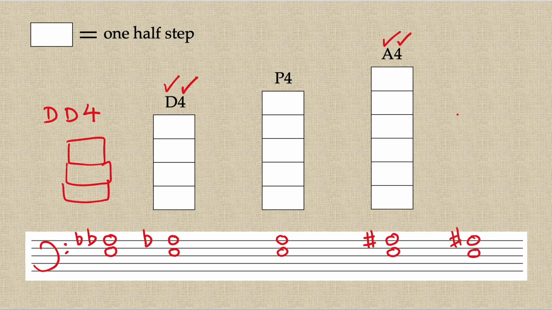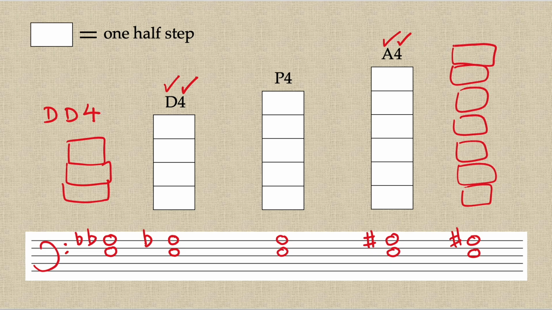So we're going to add one more half step by adding another sharp to the A. So the A becomes A double sharp, which consists of 7 half steps. We call this a doubly augmented fourth.